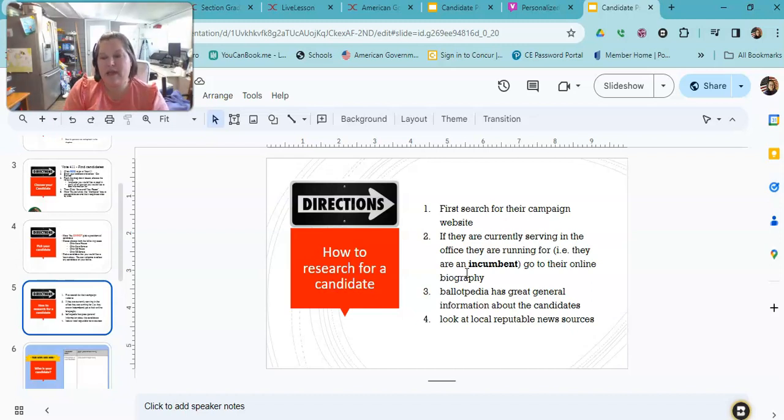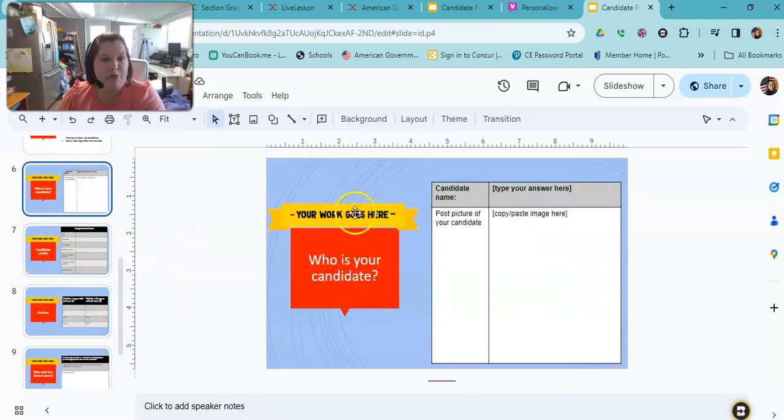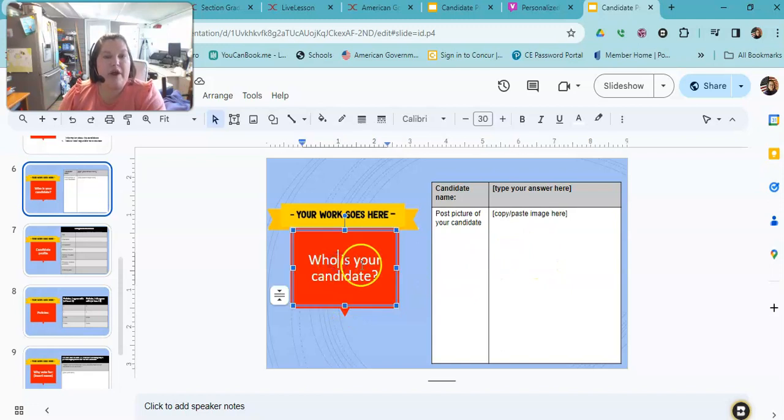But if they're making claims about a policy that they voted on or something that they did, you might want to verify that with some news sources. So you're going to do that research. Then here's the part where you're actually going to put some information in. These slides that have a blue background and this little yellow banner that says your work goes here, that's where you're going to put your work in. On this one, simply put a picture of your candidate. And I want you to tell me their name. Where it says who is your candidate, just put their name there, and I want to see their picture off to the side.